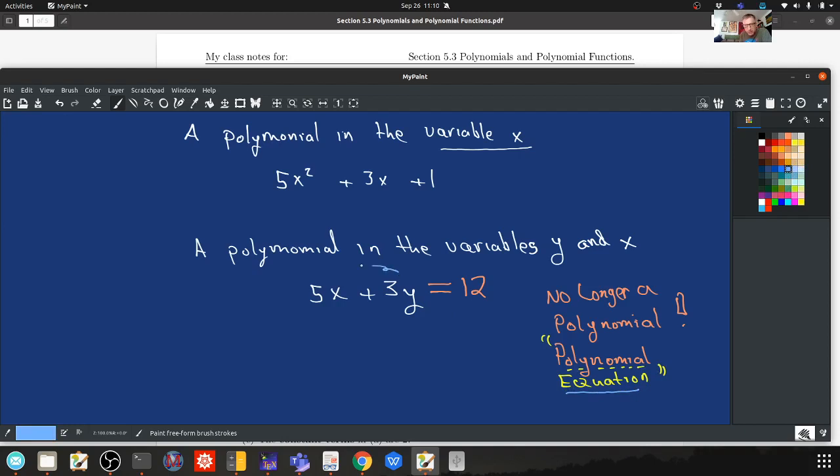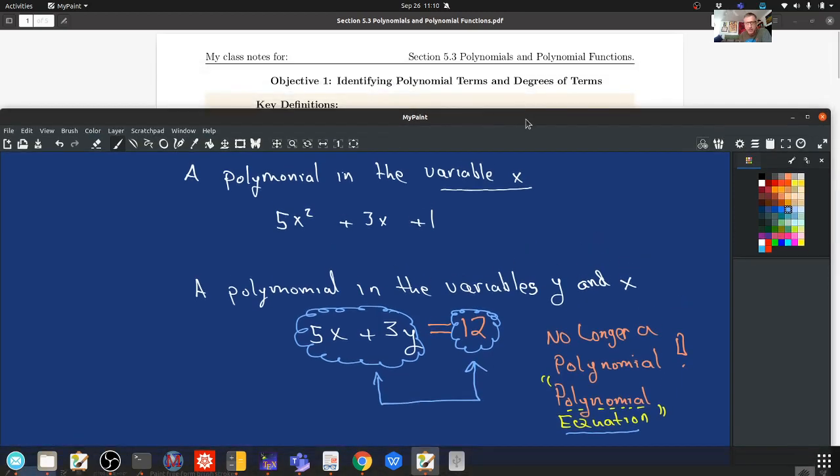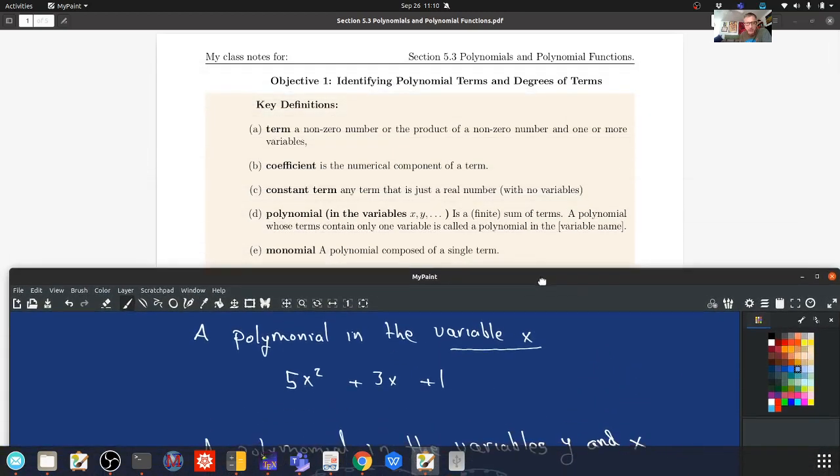So remember, these are the polynomials. Indeed, 12 is a polynomial. It's a polynomial with one term, and that one term is constant. So a polynomial equation, as you will see when we get to it later on, is a mathematical statement that states two polynomials are the same. So with that said, let's actually go down and start looking at some of our key terms and definitions.